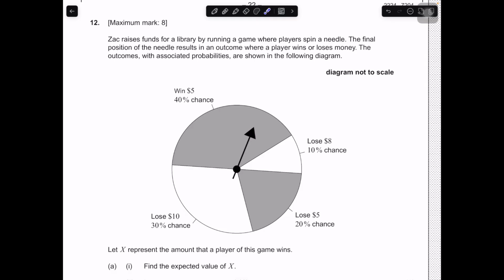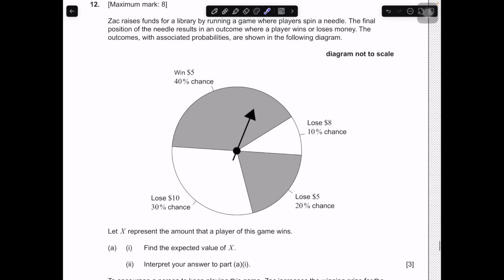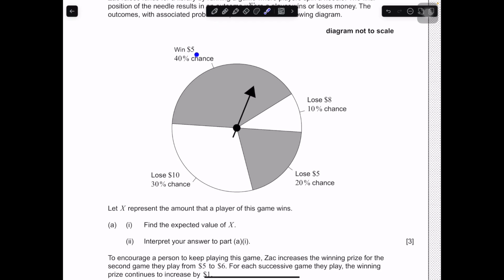All right, final question here. Looks like it's a probability question. Zach raises funds for a library by running a game where players spin a needle. The final position of the needle results in an outcome where a player wins or loses money. The outcomes with associated probabilities are shown in the following diagram. So we have a 40% chance of winning $5, 10% chance of losing 8, and so on.